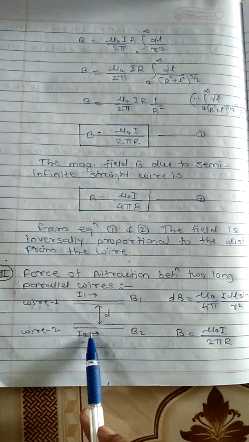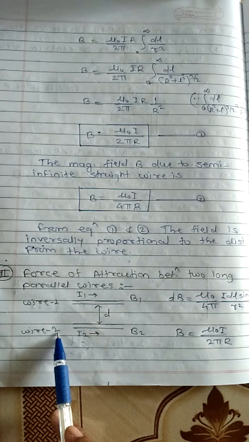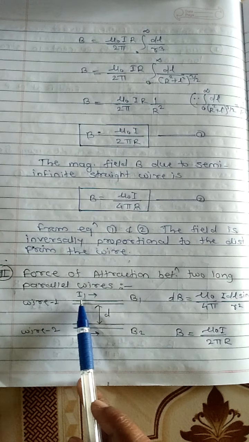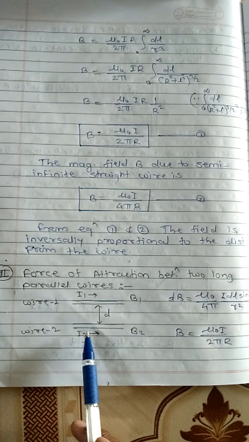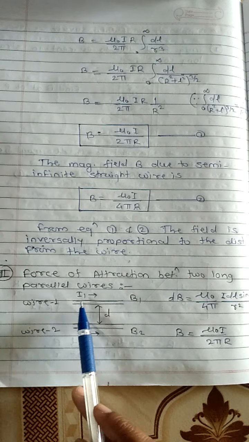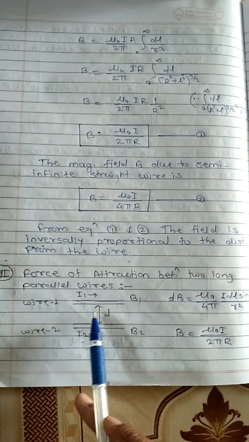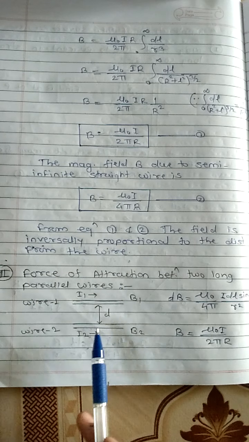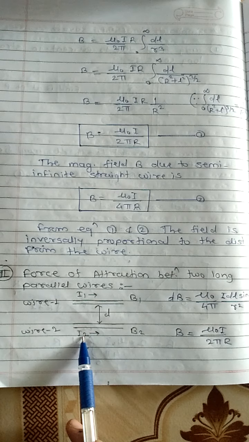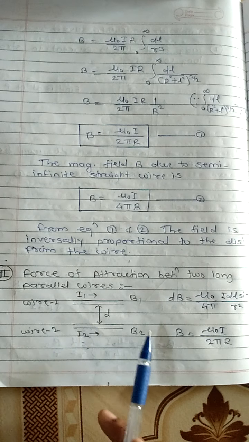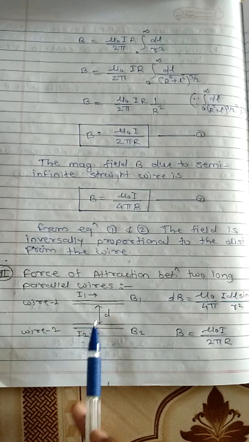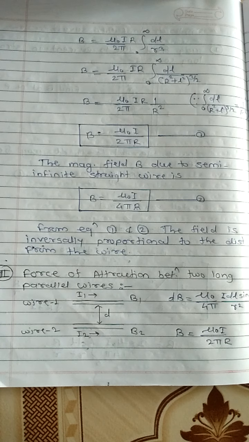Here these are the two parallel wires, wire 1 and wire 2. The current flowing in wire 1 is I1 and the current flowing through wire 2 is I2. Due to the current flowing through wire 1, the magnetic field produced around wire 1 is B1, and due to the current I2 flowing through wire 2, the magnetic field B2 is produced around wire 2, and due to this there is a force of attraction, and the force of attraction is found by using the Lorentz force law.